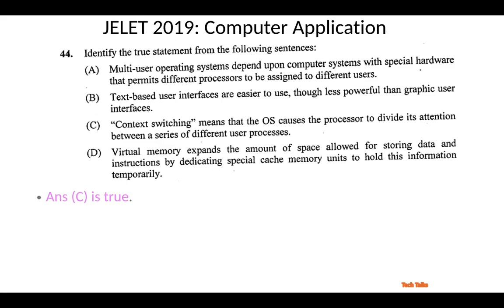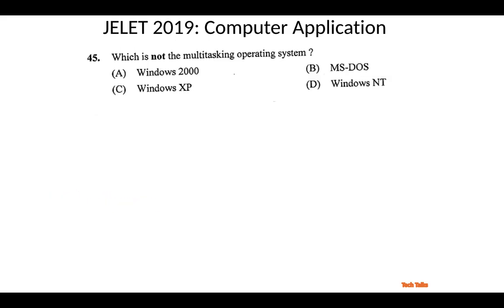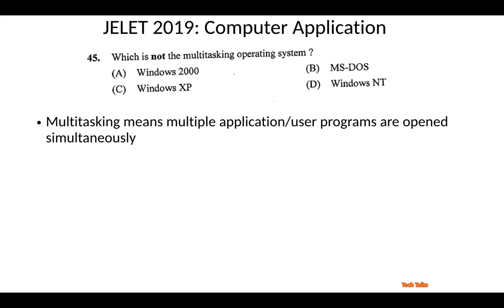Let's go to the next question. Which is not a multitasking operating system? We have already known all this: Windows 2000, XP, DOS, and Windows NT. So what is multitasking? Multitasking means multiple applications or user programs are open simultaneously. As I have already told, we are running a PPT and at the same time some song is playing in the background. So this is actually multitasking.